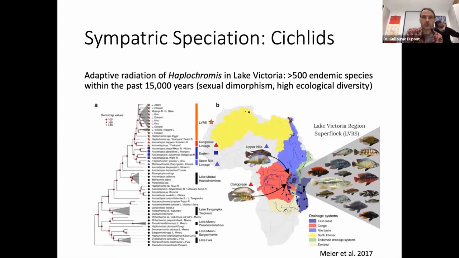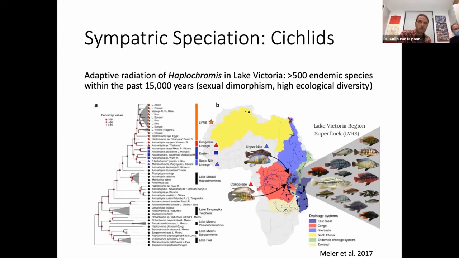So here's my last slide for today. The example of sympatric speciation by the cichlids. And we talk about this when we talk about East Africa. You have the chance to read a paper on the so-called adaptive radiation of the genus Haplochromis, which is a group of cichlids that evolved in Lake Victoria over the past 15,000 years only.